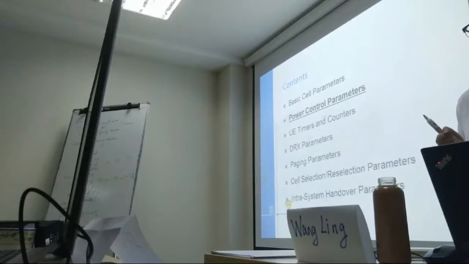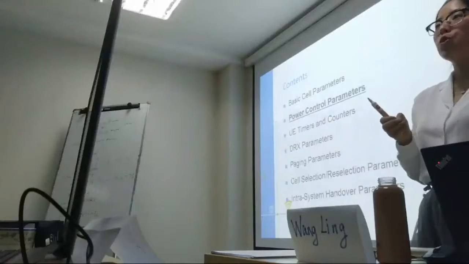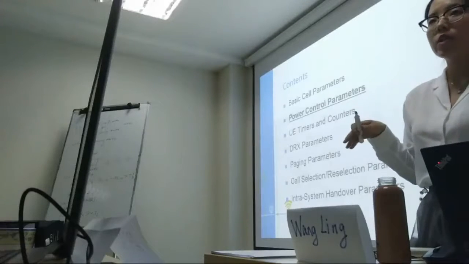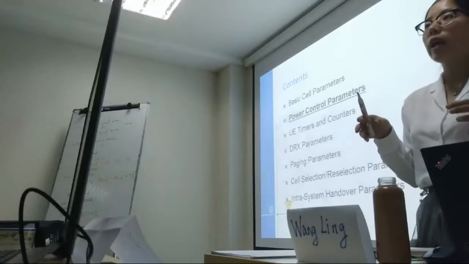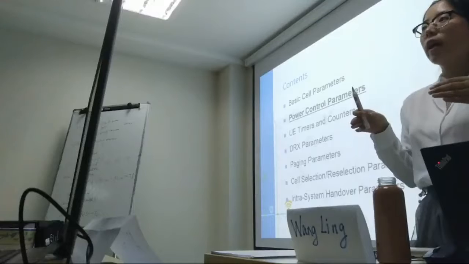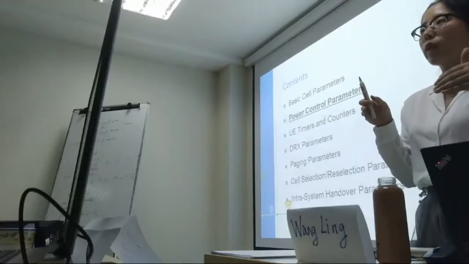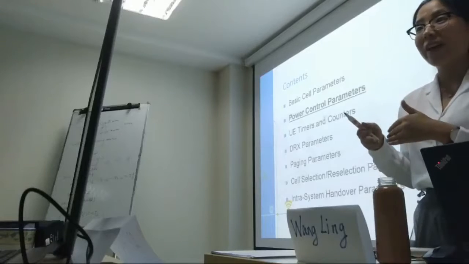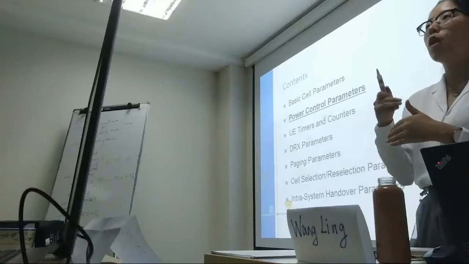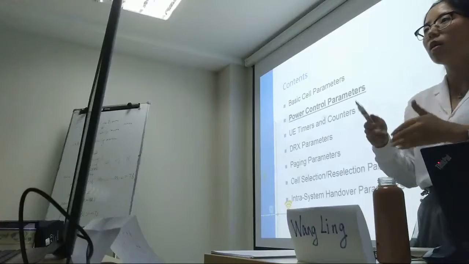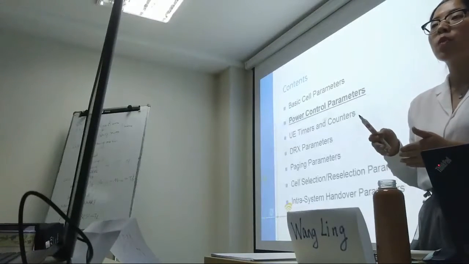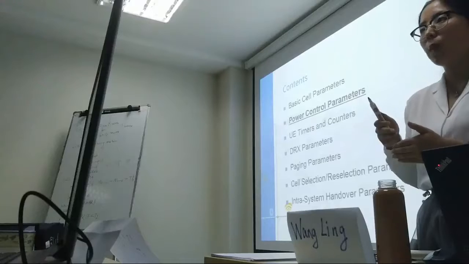So for power control, we use power to control our carrier. If the carrier is very weak, maybe you will adjust the antennas. If adjusting the antennas cannot enhance the coverage, you will add power. So how to add power?